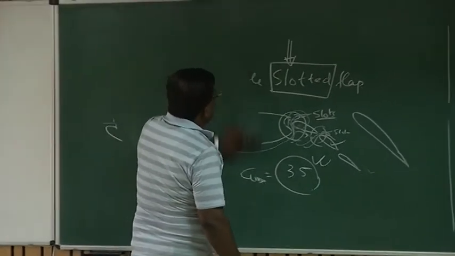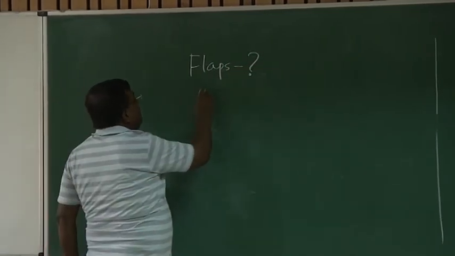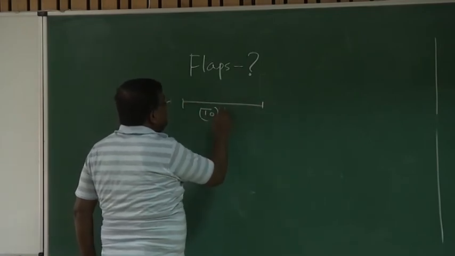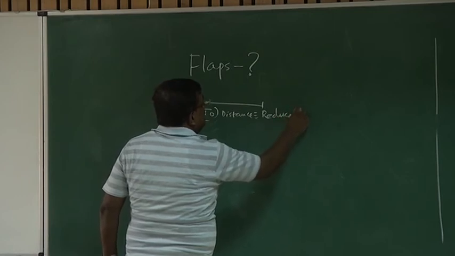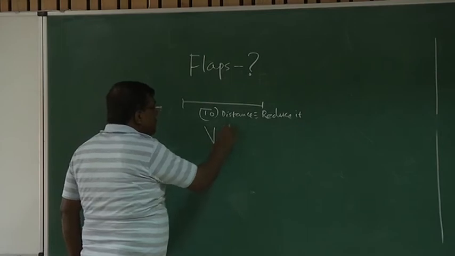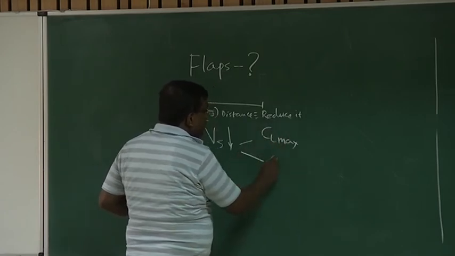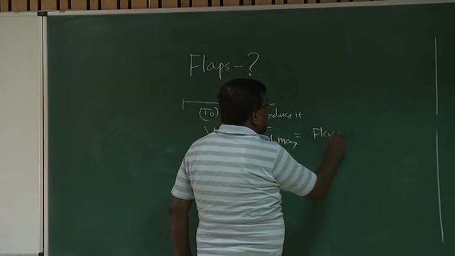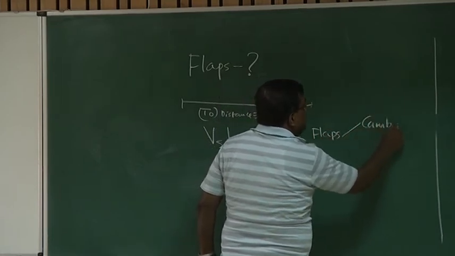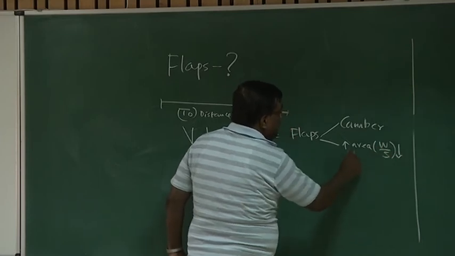So many things we have spoken. To summarize, we need to understand a few things very, very clearly. Why were we discussing flaps? Why flaps? The question is this. Our aim is to reduce the takeoff distance. Reducing it means I need to reduce Vstall. How to reduce Vstall? One way is to increase CL max or decrease wing loading. How to increase CL max? Here come flaps. And what is the concept behind it? Change the camber or increase area so that W by S decreases. It's typically the Fowler flap.